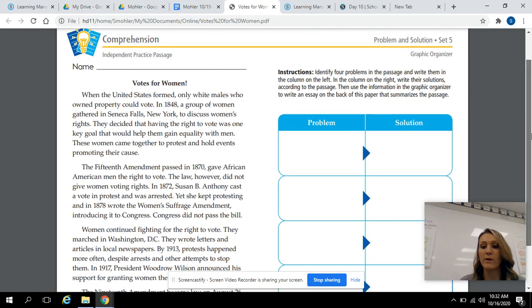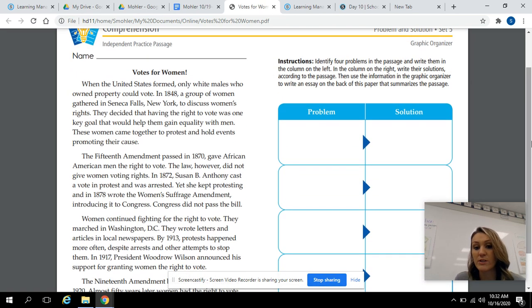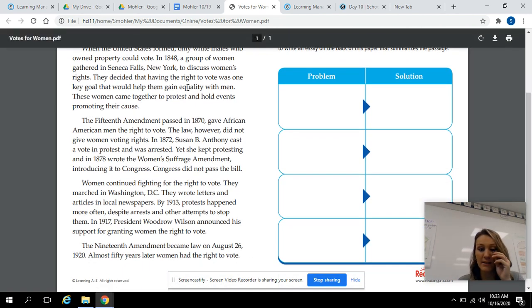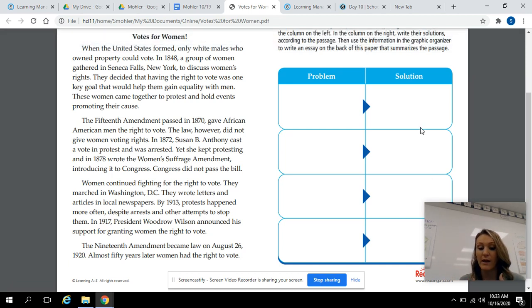So, I'm going to read the instructions first. Identify 4 problems in the passage and write them in the column on the left. In the column on the right, write their solutions according to the passage. Then use the information in the graphic organizer to write an essay of this paper that summarizes the passage. So, you will find 4 problems in this passage over votes for women, and then find the 4 solutions to those problems. So they have to go together, okay?